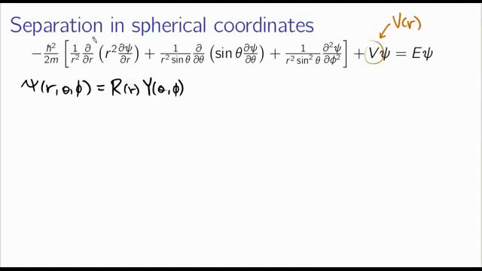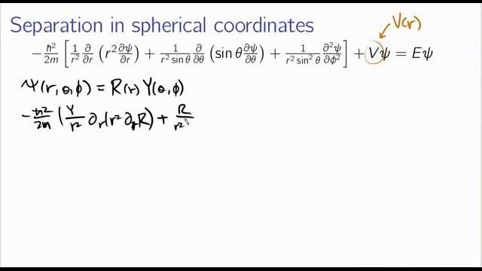Now when I plug this in, my partial derivatives with respect to r are only going to act on the r part. They're going to leave the Y part untouched. And likewise, my partial derivatives with respect to theta and phi are going to leave the r part untouched. So what we're going to end up with then is, as before, minus h bar squared over 2m out front. Y over r squared, partial derivative with respect to r of r squared, partial derivative with respect to r of capital R, is our first term.